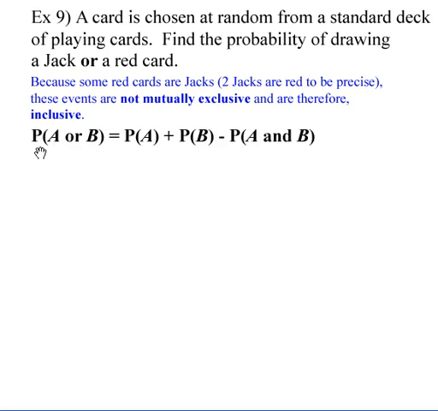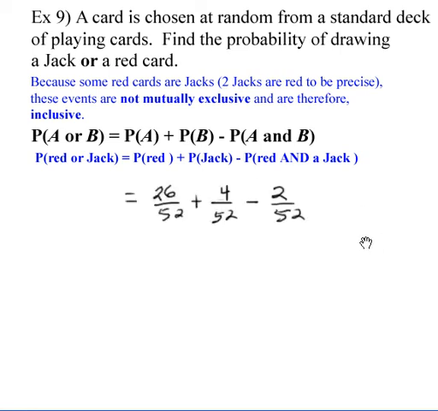So the probability of event A or event B is equal to the probability of event A plus the probability of event B minus the probability of event A and B occurring. Now, to fill this out, event A would be drawing a red card, event B would be drawing a jack. So the probability of a red plus the probability of a jack minus the probability that it is red and a jack both. In this case, as we said, there are 26 red cards.